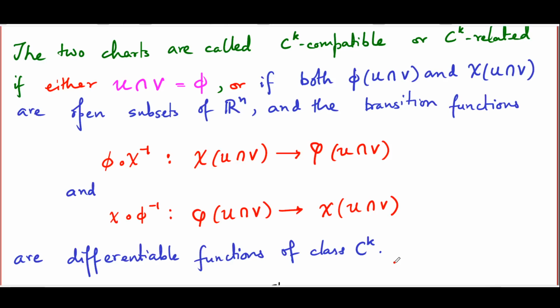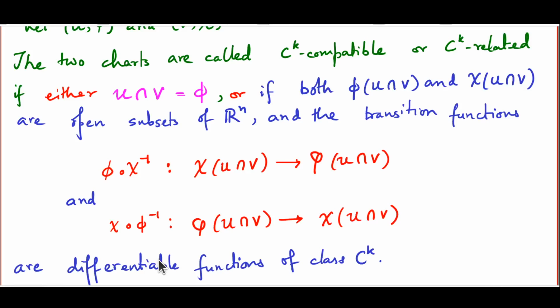Note that these two functions, phi composite chi inverse and chi composite phi inverse, map a bunch of n real numbers to another bunch of n real numbers. So the ordinary notions of differentiability on Rn apply to these functions. And all we are saying is that these two transition functions will have to be of class Ck, and only when that happens are we going to say that these two charts are Ck compatible.